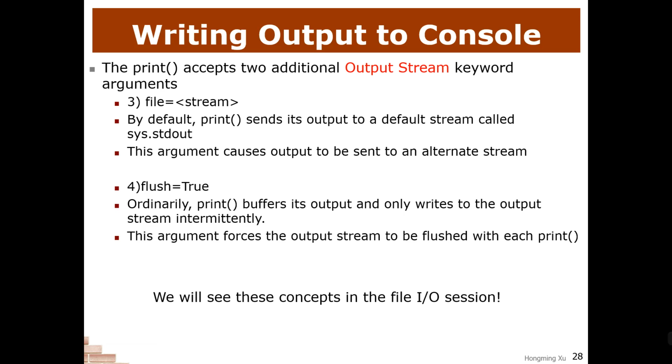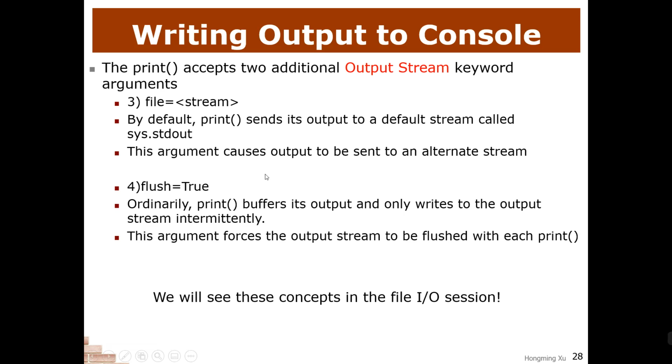The other two arguments are related to the output stream keyword. The first is file equals to a certain stream. By default, print sends its output to a default stream called the system's standard output, sys.stdout. By using this keyword, we can make the output be sent to an alternate stream. And another keyword is flush.